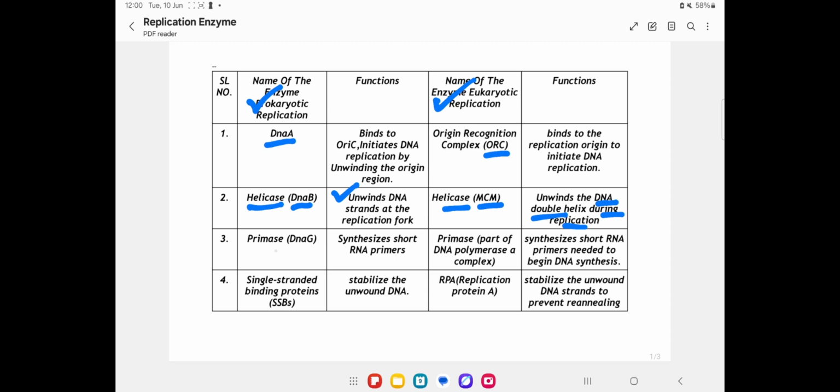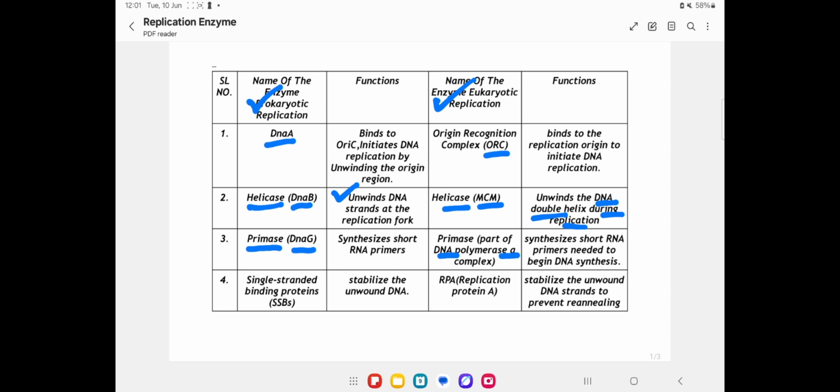Okay. Next is the primase, that is DNA G. It synthesizes short RNA primers. And here is also a primase-like enzyme, DNA polymerase alpha, which also synthesizes short RNA primers. So in eukaryotes, it's DNA polymerase alpha that has the same action as the prokaryotic DNA G, that is primase. So primase and DNA polymerase alpha have the similar action. They both synthesize short RNA primers.